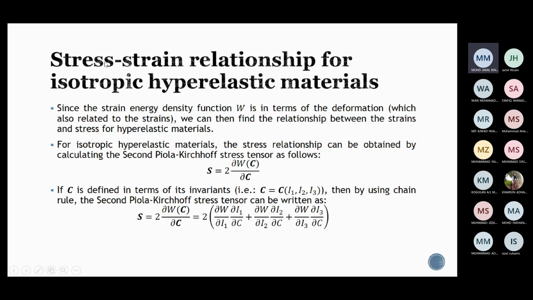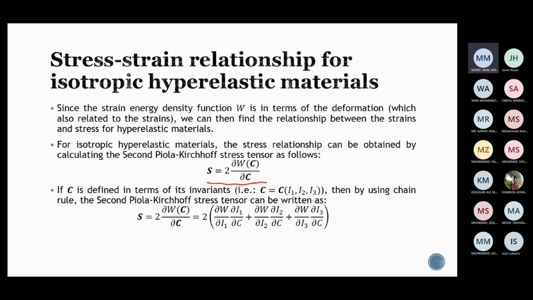Then we can relate the stress and strain for isotropic hyperelastic material. So again, we focus on isotropic hyperelastic material. Since the strain energy function W is in terms of deformation, we can find the relationship between strain and stress for hyperelastic material. For isotropic hyperelastic material, the stress can be obtained using the second Piola-Kirchhoff stress tensor, which is given by this formula.